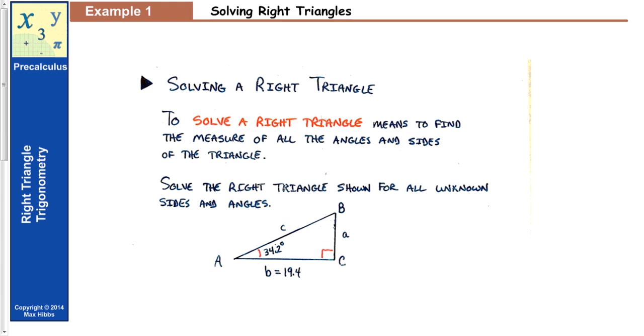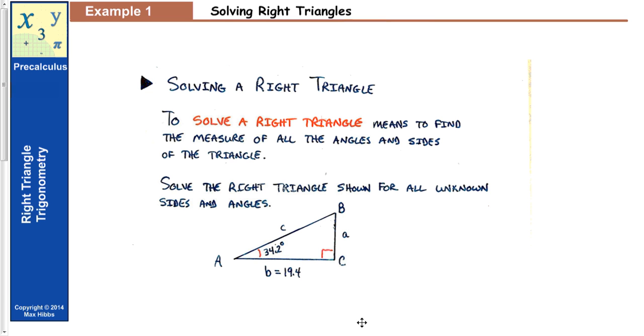Well, let's use these things to talk about how we solve a right triangle. Here's what it means to solve a right triangle. It means to find the measure of all the angles and sides of the triangle. There are 3 angles and 3 sides, so when we're done, we have to know the length of all 3 sides and the measure of all 3 angles. Of course, one of the angles is a right angle, so it's really just find the measure of the other 2 angles.